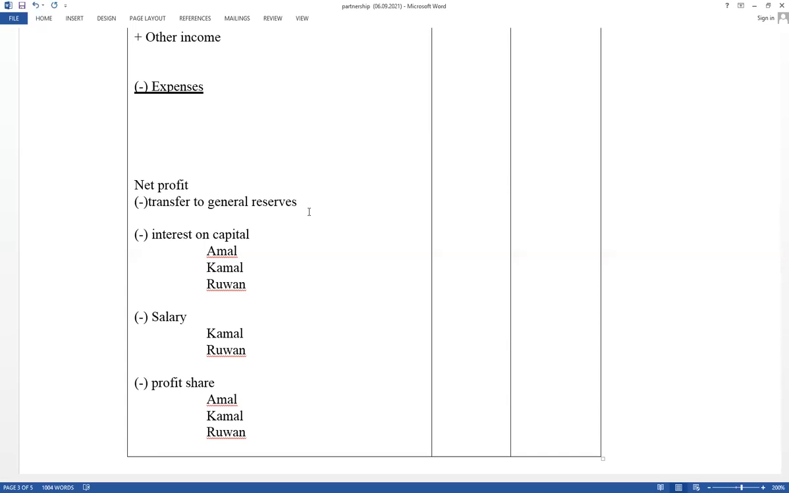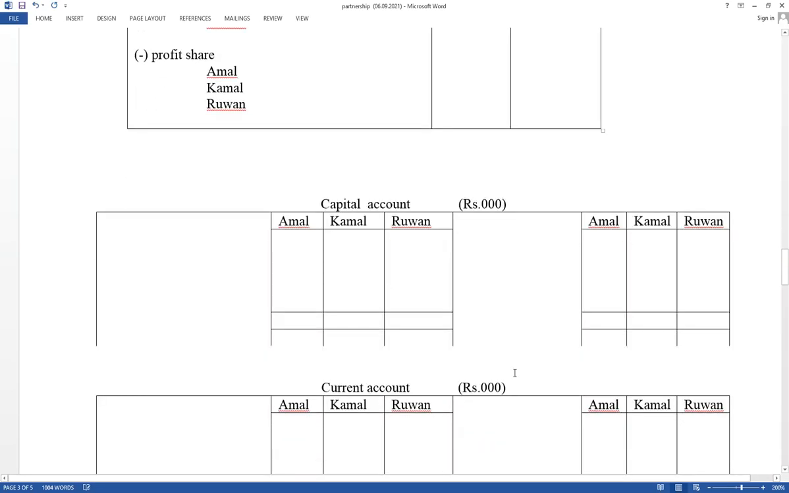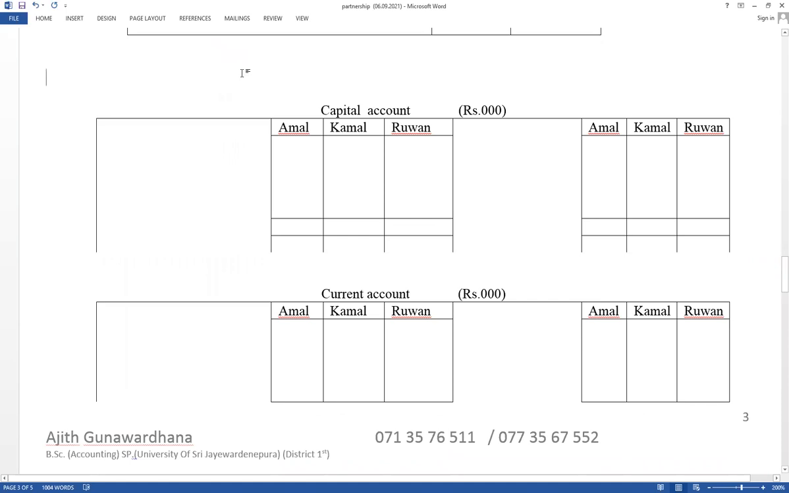Transfer to the general reserves from profit. That value also should be deducted from profit and it should be included under equity. Then this is the appropriation account. Then think about partners' capital and current accounts also, they ask. Capital account and current account, all three partners' names should be included.